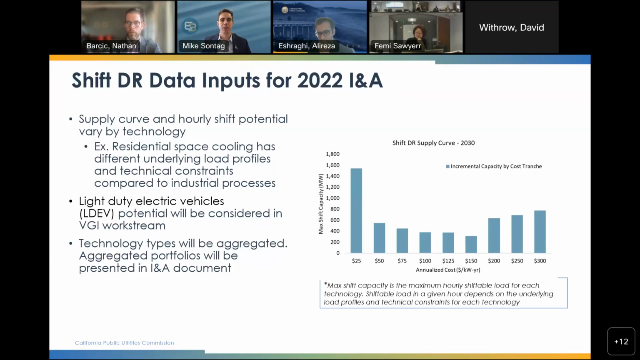Again, we've removed the light duty electric vehicles potential from this, as we're considering that in the VGI workstream. And in order to have smoother modeling of this in Resolve, we'll need to aggregate this to some extent, kind of to be determined on that as well.